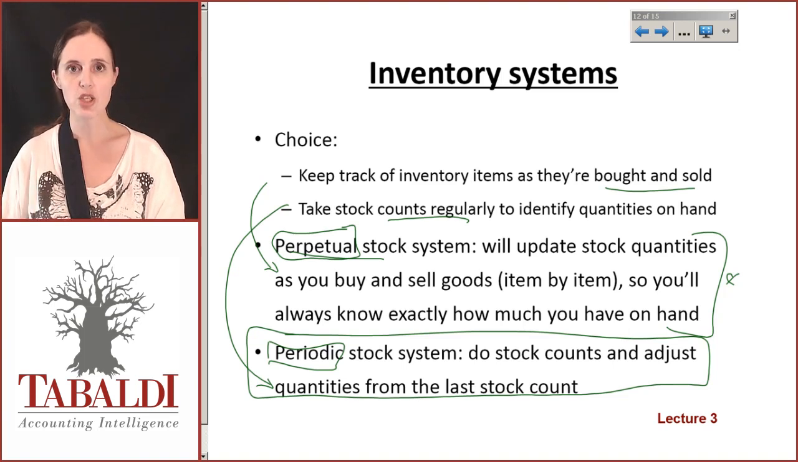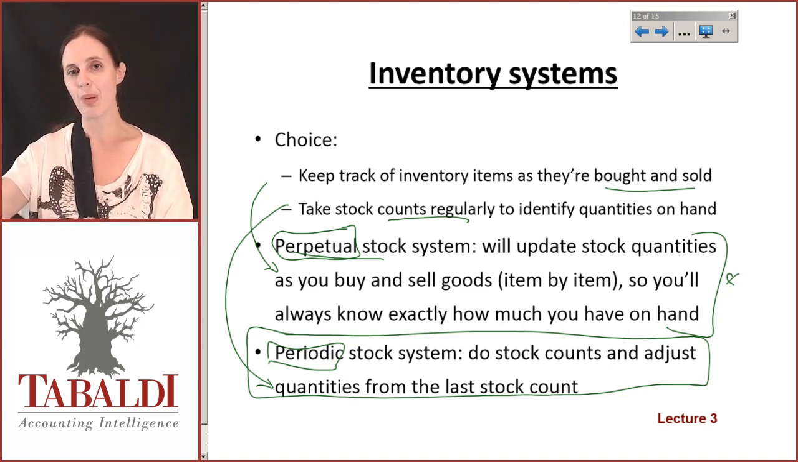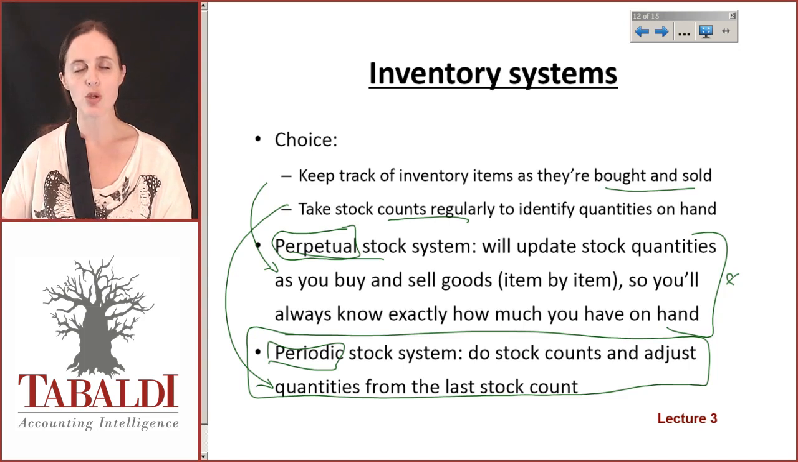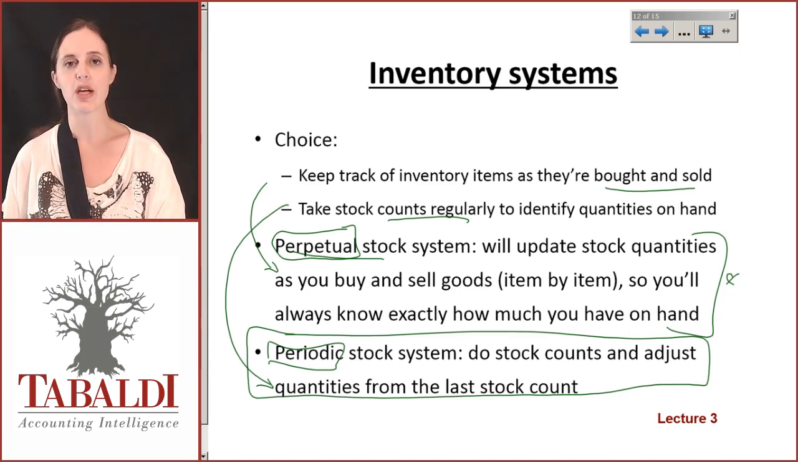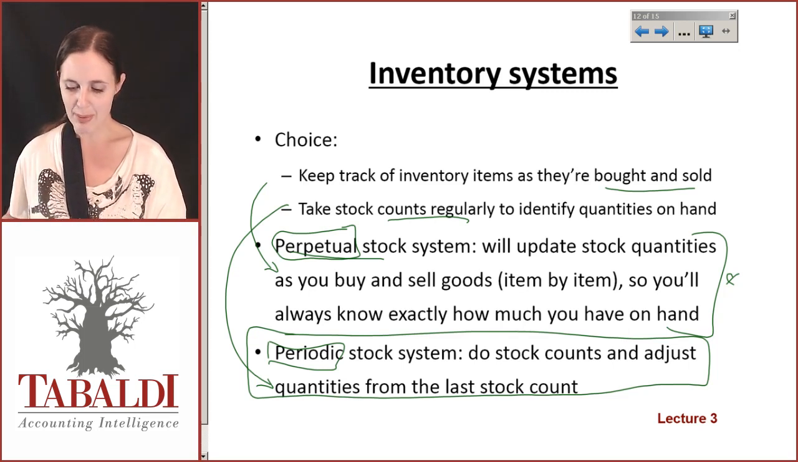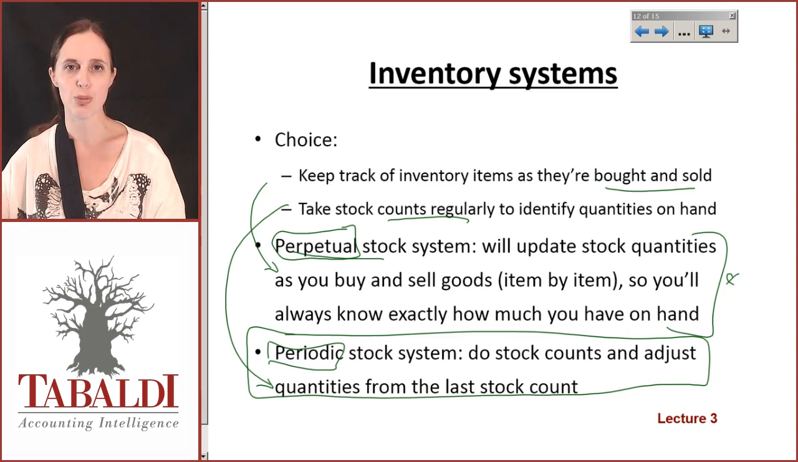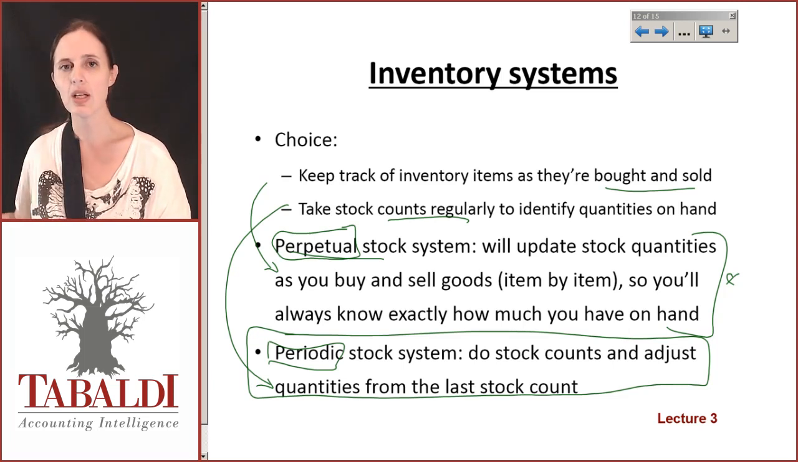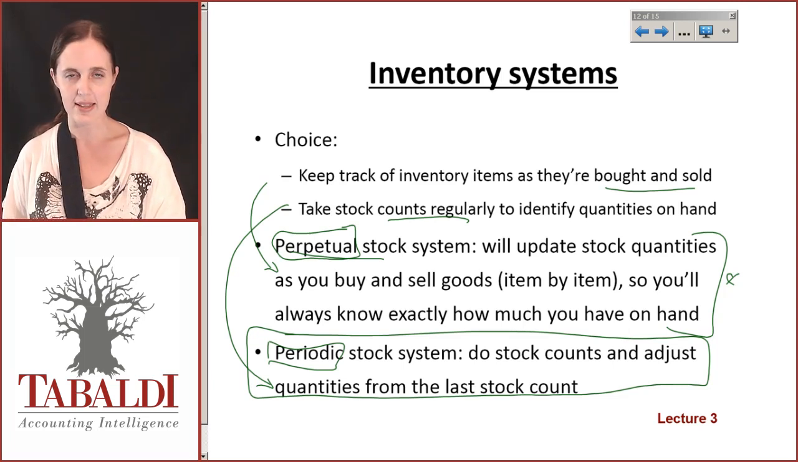This is going to affect you when you're doing purchases, because if you're buying items and you're using a perpetual stock system, you can imagine you're going to have to be very clear about what you're buying, how much you're buying, so that you can immediately put that into inventory. Where the periodic system doesn't really focus on what you're buying and selling, it just says, don't worry, I'll find out how much stock is on hand at the end of the month.